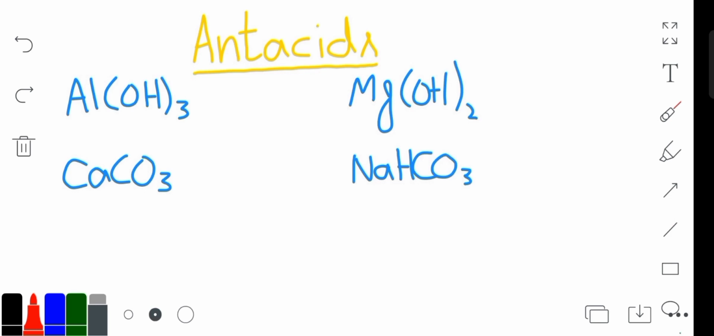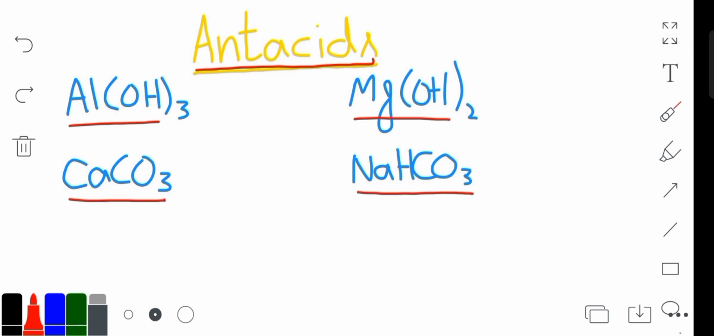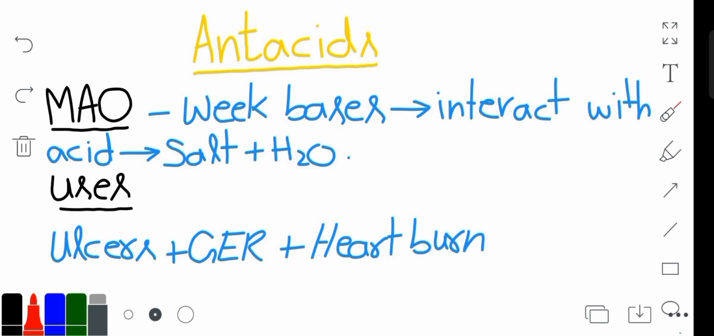Antacids include aluminum hydroxide, magnesium hydroxide, calcium carbonate, and sodium bicarbonate. If we talk about the mechanism of action, antacids are weak bases that interact with the acid produced in the lumen of the stomach and result in the formation of salt and water. We can say that antacids neutralize the acid produced in our stomach.